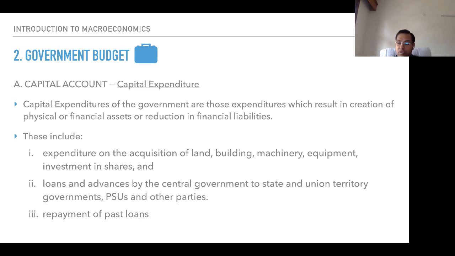Repayment of past loans. So repayment of past loans is taken into consideration. Whatever are my past loans, I have to repay them. You have to keep on repaying them. Expenditure on the acquisition of land, building, machinery, equipment, loans and advances by the central government, repayment of past loans. All of these things are included as a part of capital expenditure. So capex or capital expenditures have been taken into consideration.